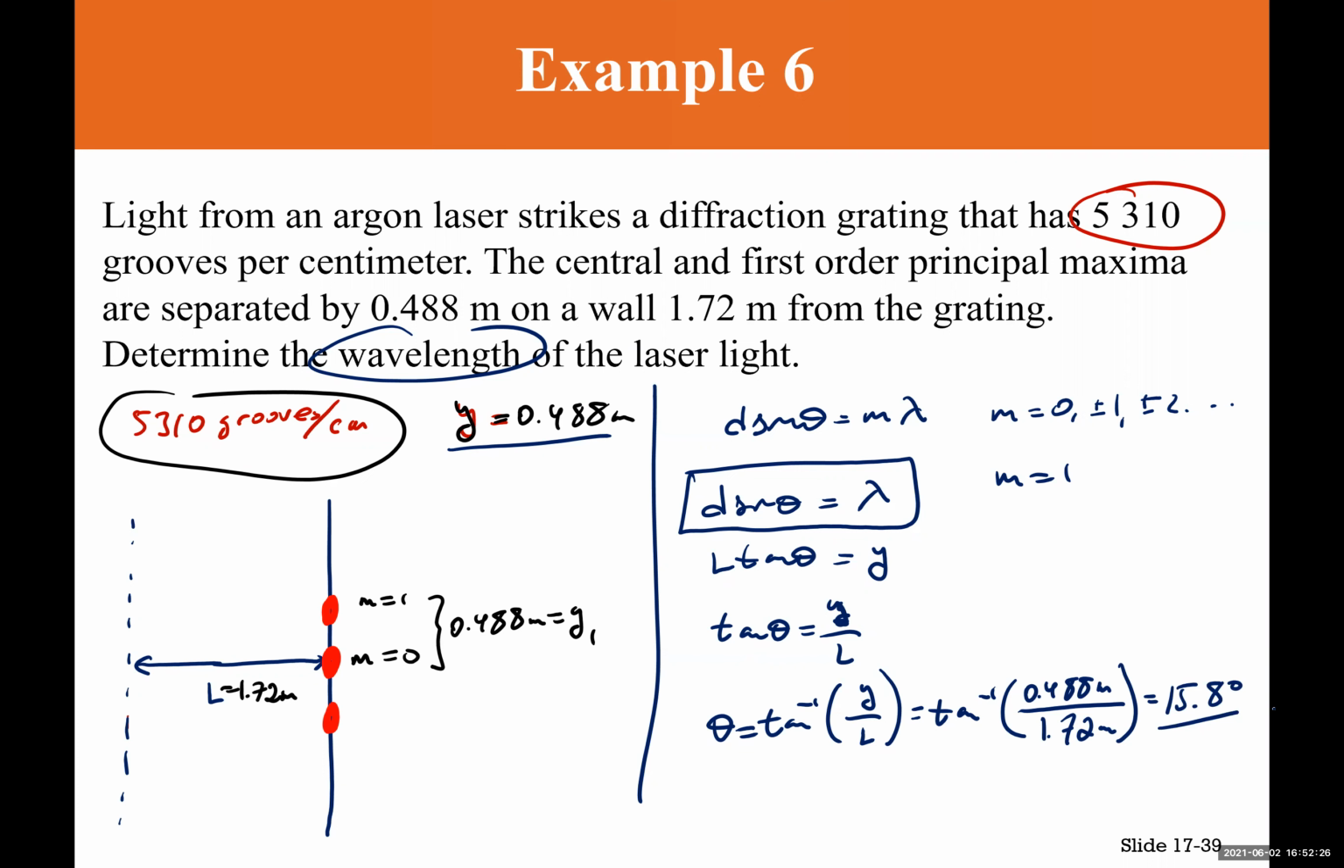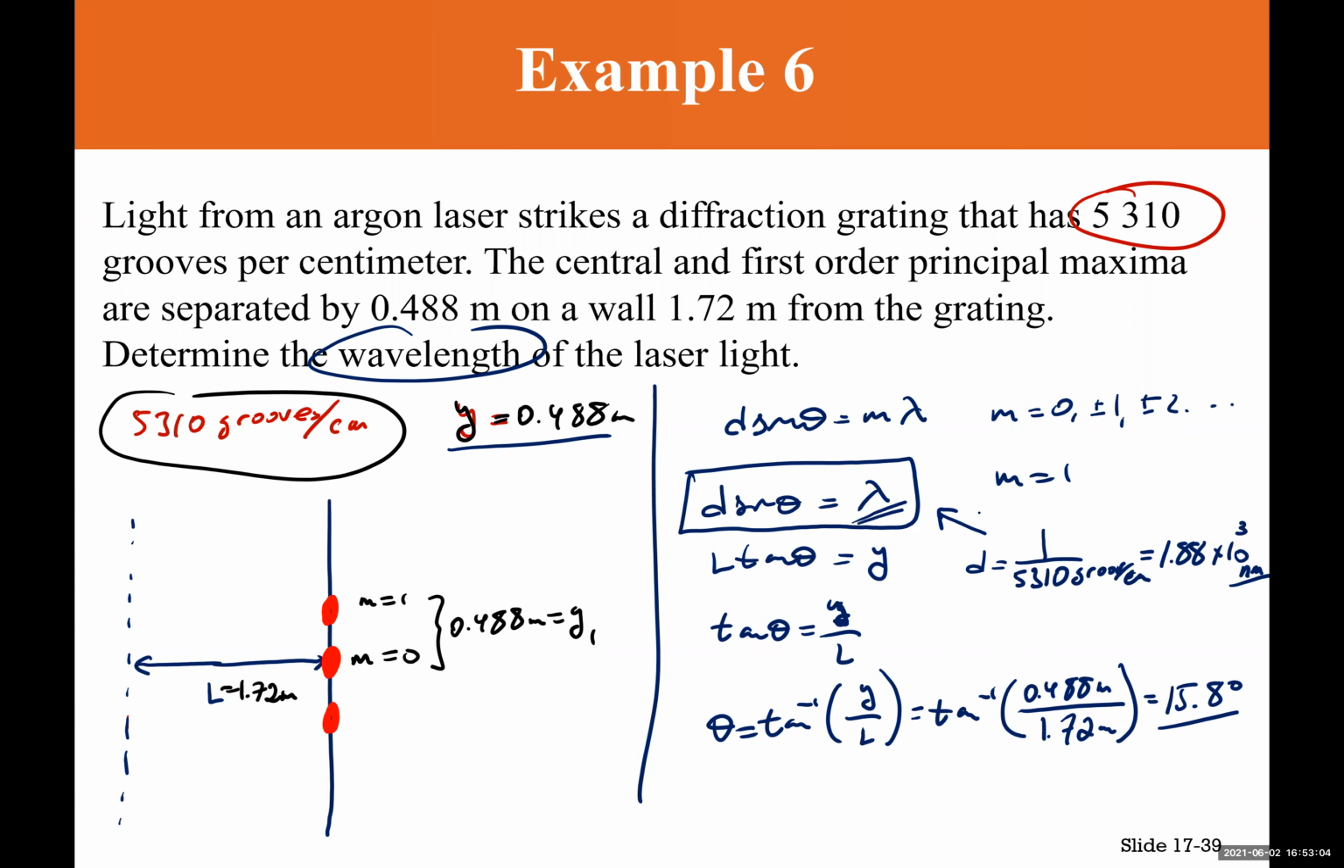All right, so now that I have this, the next thing I need to do is find d, but d is always equal to 1 divided by the number of grooves per centimeter. So let's say in this case 5310 grooves per centimeter, and if I calculate this, I will get 1.88 times 10 to the 3 nanometers. I will explain why I'm using nanometers here. You can calculate in terms of centimeters, but convert it into nanometers.